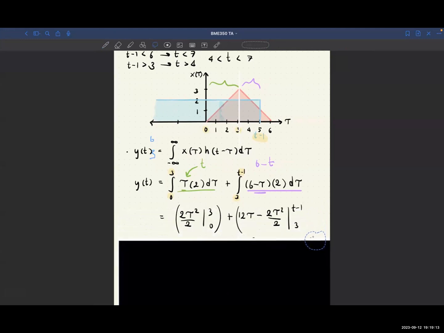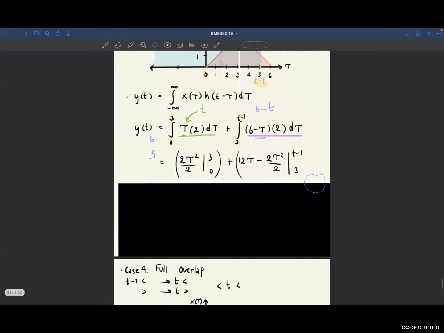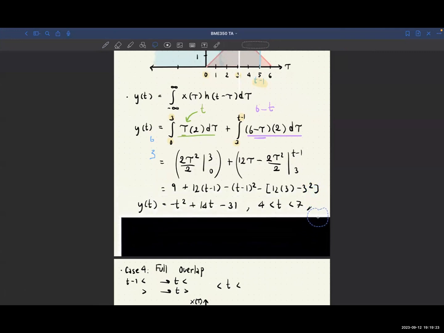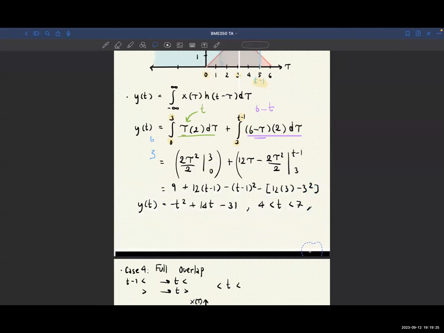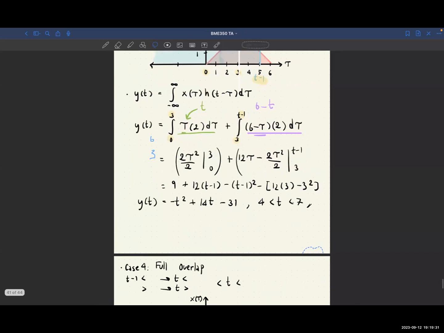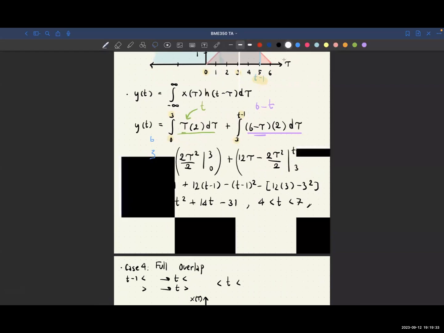So after we solve our integration, the final answer that we will get for this scenario of overlapping is going to be the following. So mark that down.